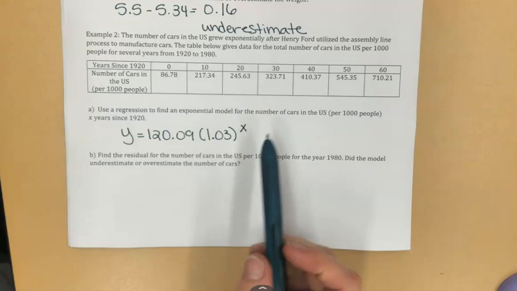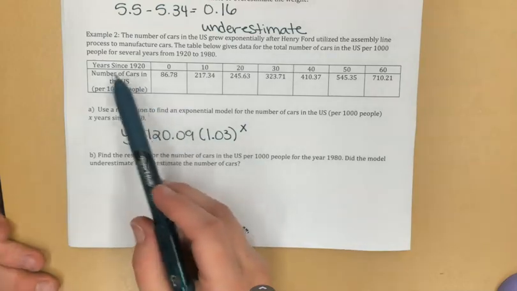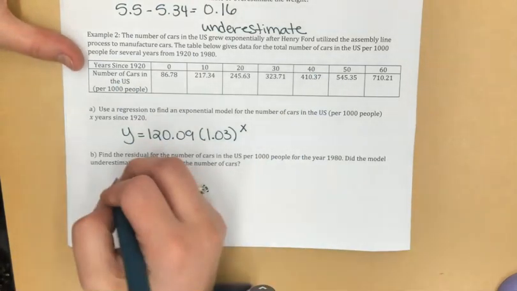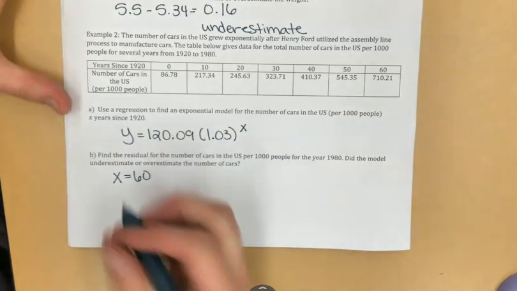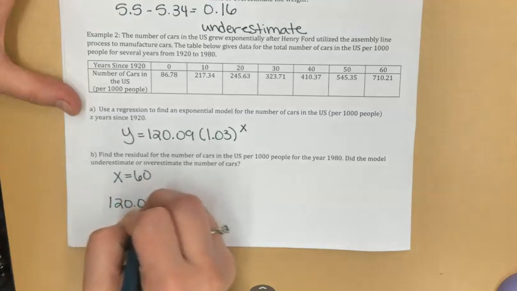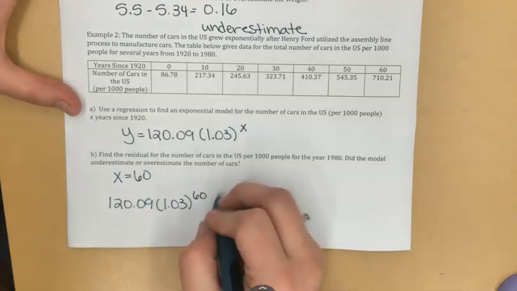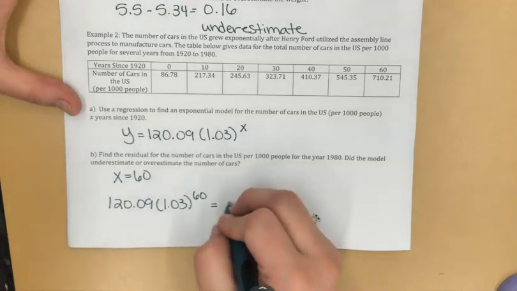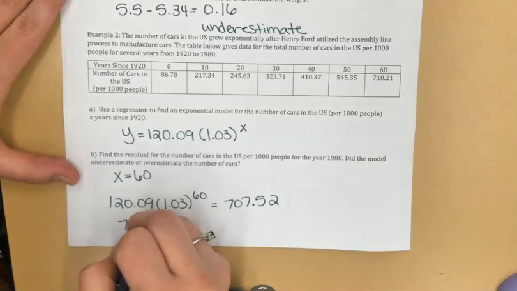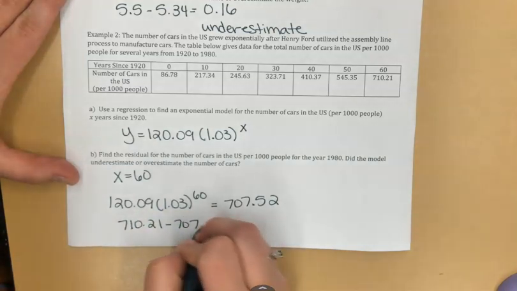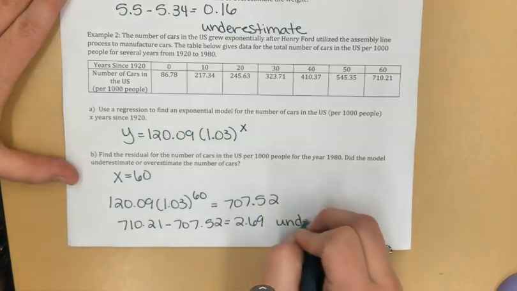And now I'm going to use that to find the residual for the number of cars per 1,000 people in 1980. So remember, this is years since 1920, so for 1980 that would be 60. Now, I have the actual value in the table here, but I need to find the predicted value using my exponential regression. So I'm going to use that to calculate when x is 60. And I get 707.52 for the predicted. So if I subtract that from the actual value, my residual is 2.69. And again, that was an underestimation.